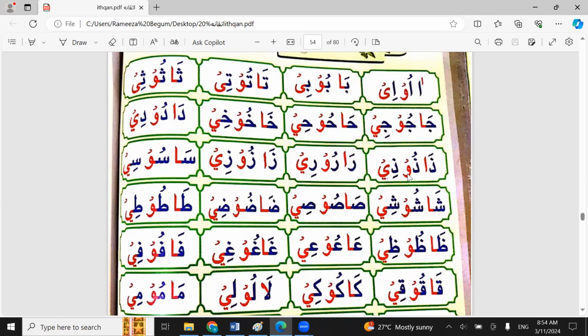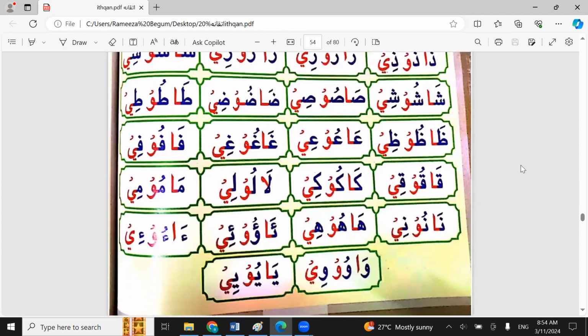Zaa, zoo, zee. Raa, roo, ree. Zaa, zoo, zee. Saa, soo, see. If you remember the alphabet letters, easily we can pronounce all the letters with this sakin letter, with the shadda, and with these long vowel letters. Shaa, shoo, shee. Saa, soo, see.